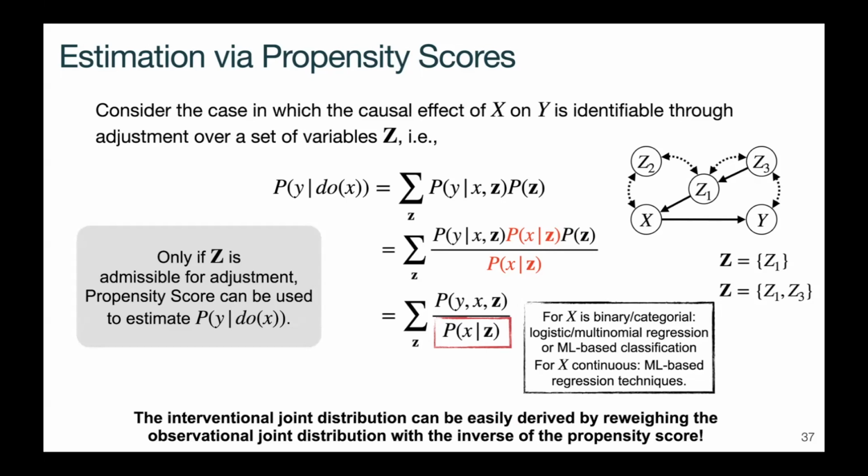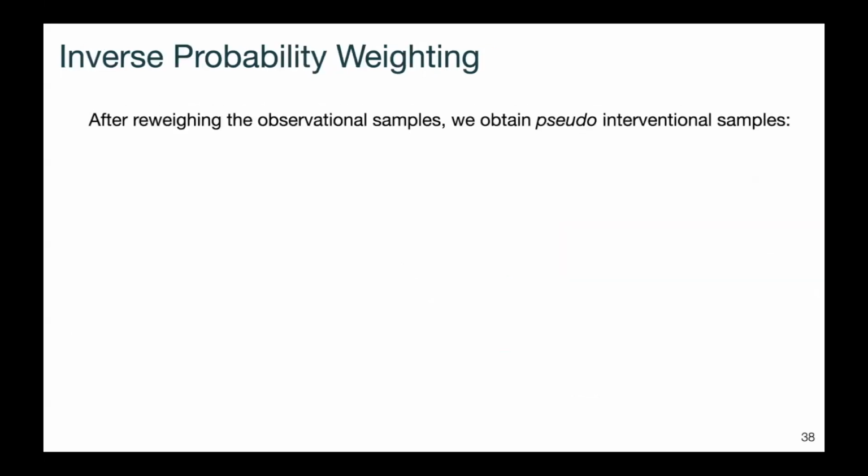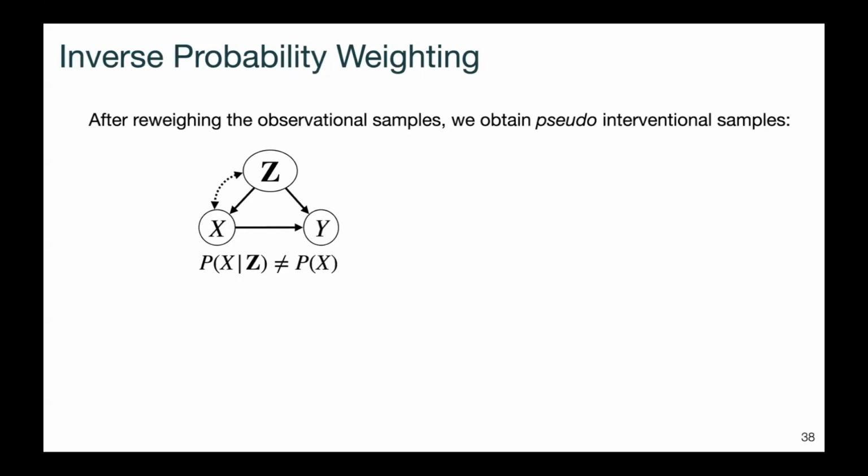Since we are reweighting this, we have the inverse probability weighting technique. If you have heard of it, it's basically just reweighting these probability distributions through the inverse of the propensity score. The idea behind inverse probability weighting is that we create a pseudo interventional sample. So imagine that you have this graph, and in this graph, the propensity of X depends on Z, right? So the probability of X given Z is different than just the probability of X. So this is not an interventional graph.